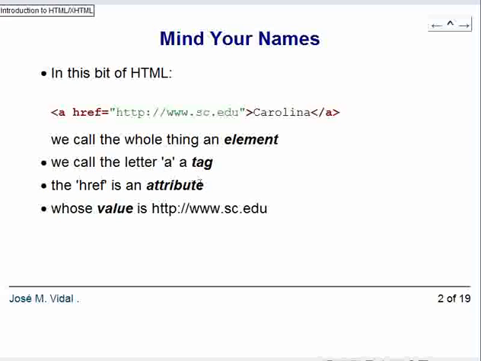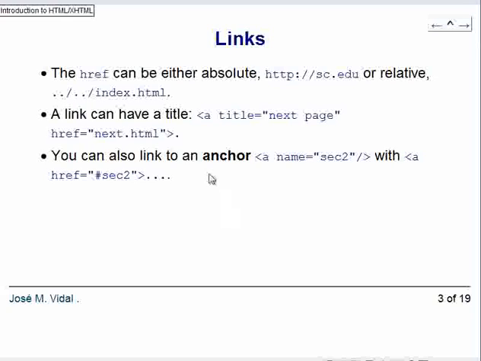The links, I just showed you the link, a little bit more about those. So the href is the attribute that holds the value, which is the URL. But those URLs can be either absolute, as we showed you before, or they could be relative, right? So I don't have to start with HTTP all the time. I could just say href equals ../../index.html. And what this means is load the page. I'll just show you an example.